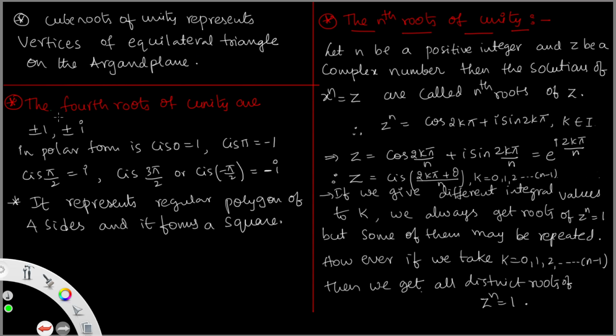Then the fourth roots of unity, by simplification, are plus or minus 1 and plus or minus i.